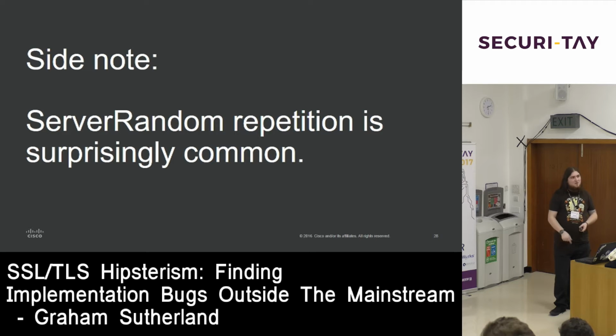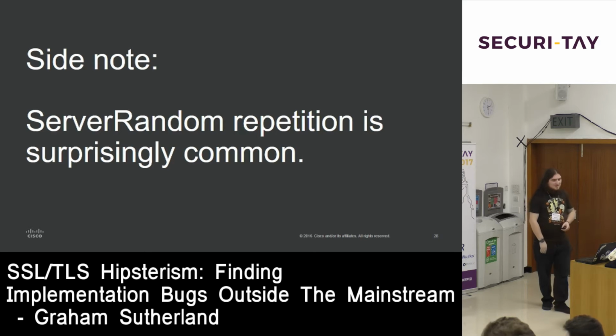And it turns out that what it was doing is it had a global random value for the server random, which changed every second. So if you make more than one connection within a second, they all get the same server random. I mean, it's efficient.